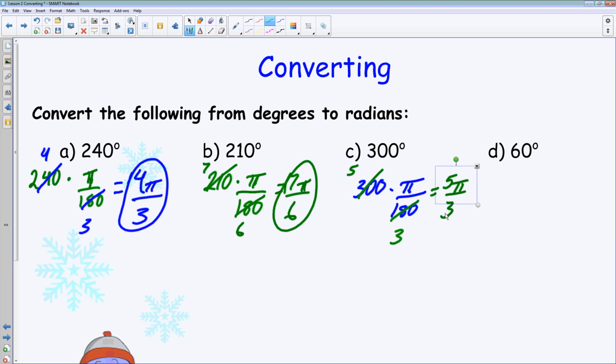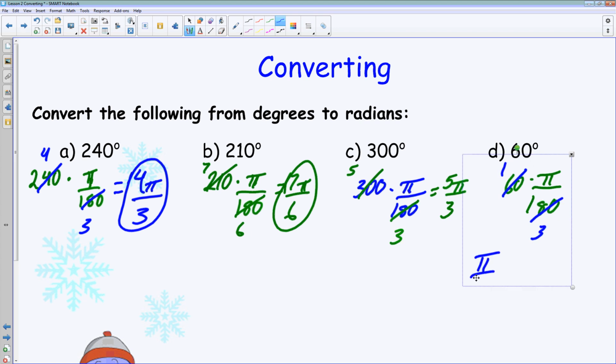And then for 60 degrees, 60 times pi over 180. Both 60 and 180 are divisible by 60. So you're actually just left with pi over 3.